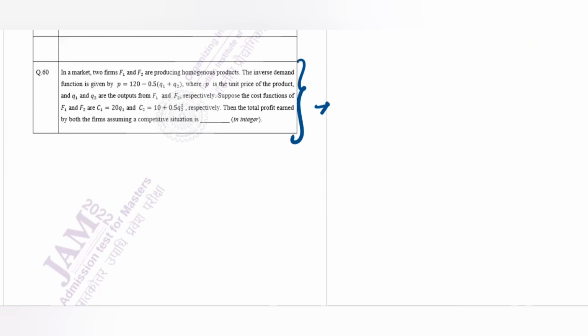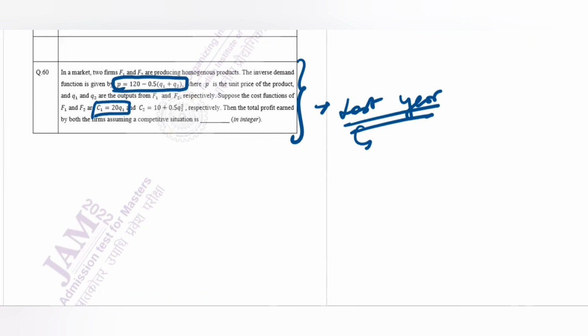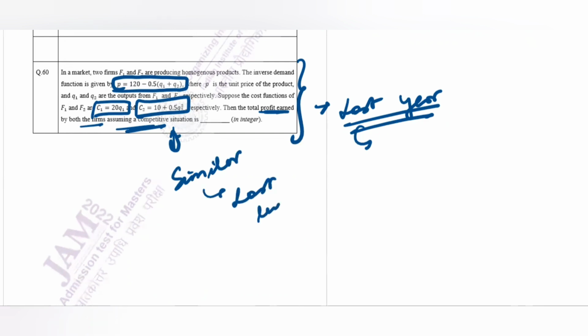And finally, you have a question that is coming from two firms. This, I think, was asked last year also, the homogeneous firm question. It was in the last 10 questions only, and this year also they're giving a very similar question. You're given a price function which depends on the total quantity, you're given the two cost functions, and then they're asking the total profit earned by both firms, assuming a competitive situation. Yes, it is exactly similar to what came last time. Nothing has changed.